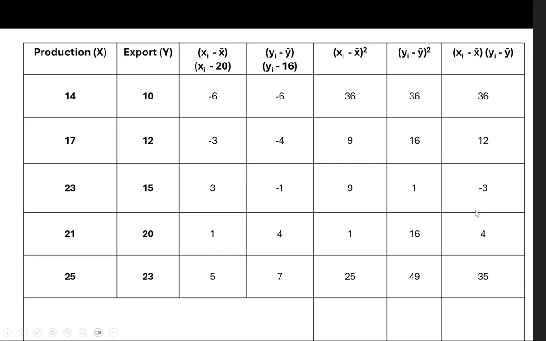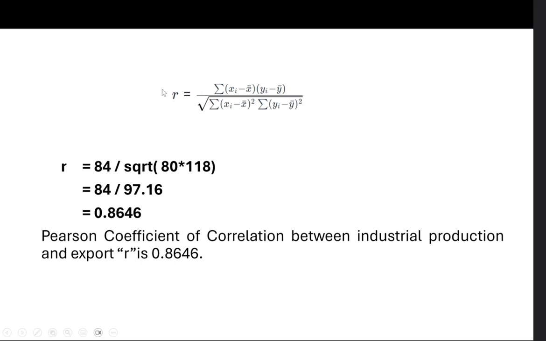And from these 3 columns, we have to calculate the summation values. The summation of (Xi minus X bar) whole square is 80, the summation of this column is 118, and the summation of this column is 84. Now we have all the values required to apply in the given equation to find the correlation coefficient.